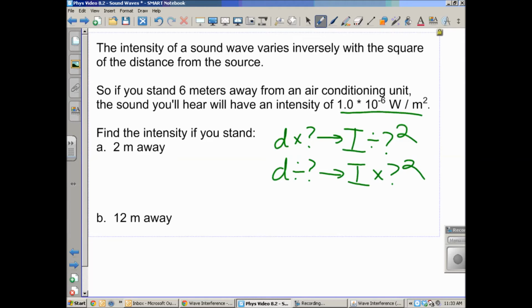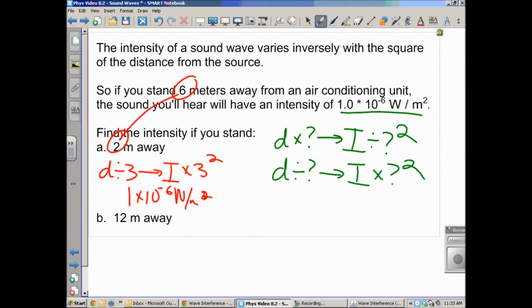So in this first example, our distance went from 6 down to 2, so the distance got divided by 3. That means my intensity is going to get multiplied by 3 squared. So I would take my original intensity of 1 times 10 to the negative 6th watts per square meter and multiply it by 9, 3 squared. So I'm going to get an intensity of 9 times 10 to the -6th watts per square meter.